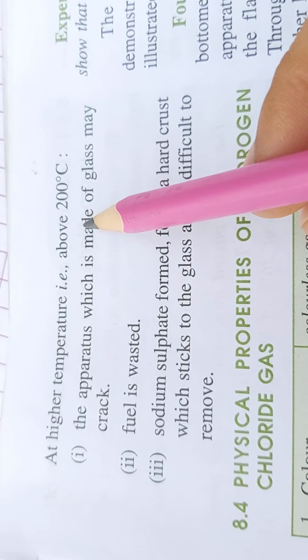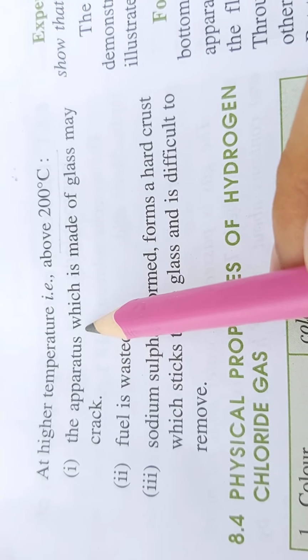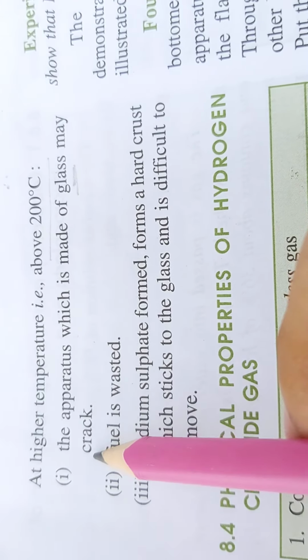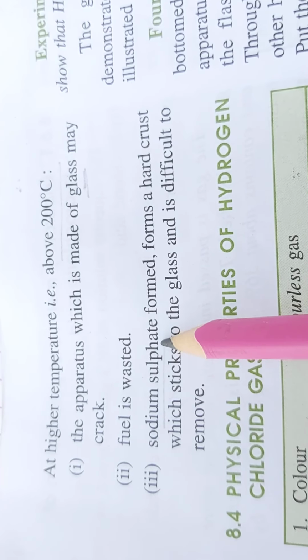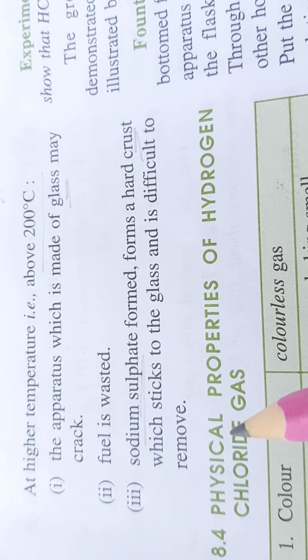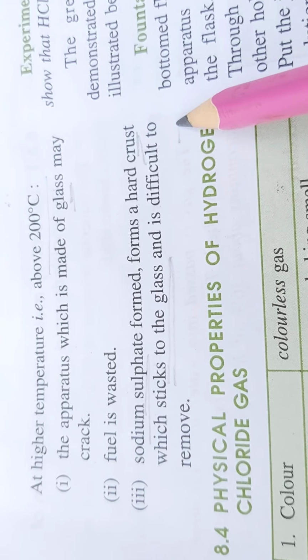And if the temperature is above 200 degrees Celsius, fuel will be wasted and the apparatus, which is made of glass, may crack, and sodium sulfate can form its own hard crust which can stick to the glass and is difficult to remove.